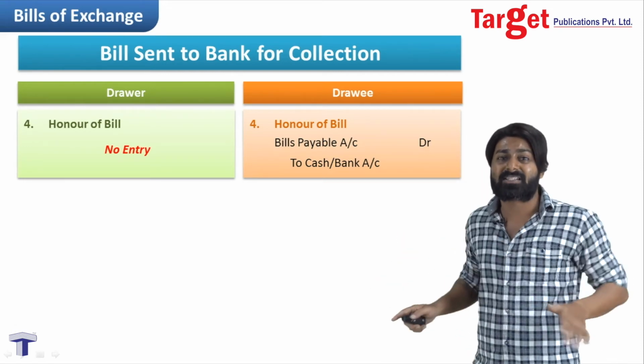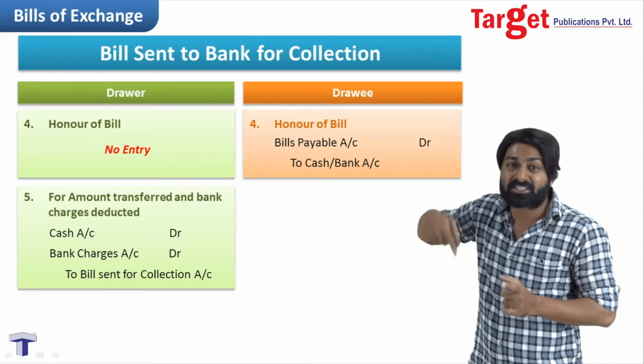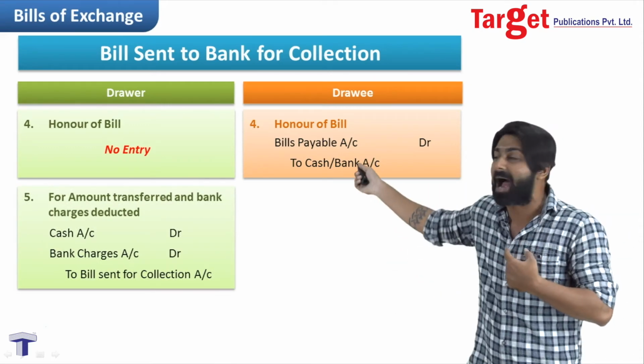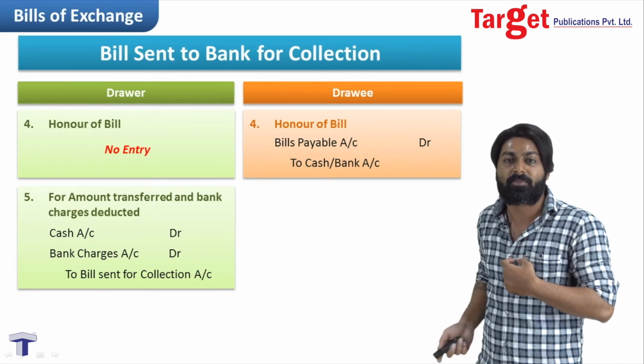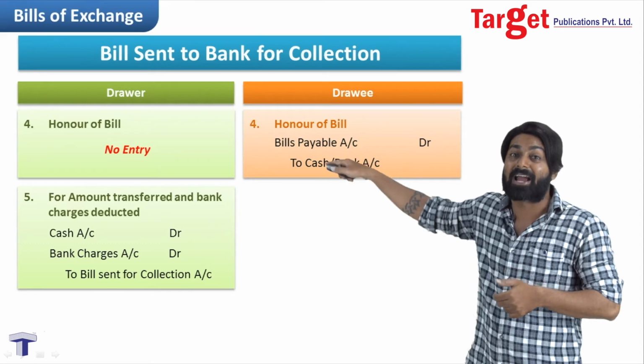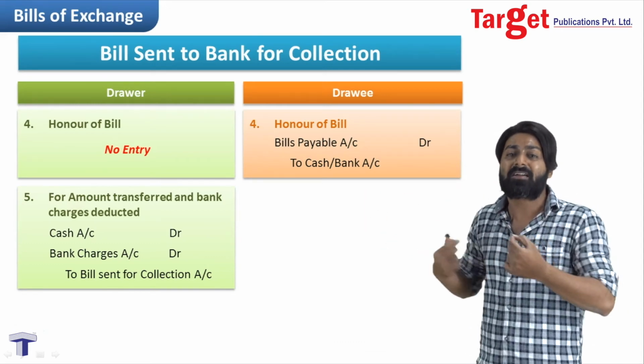After this, the story doesn't get over. The bank will deposit that money into our bank account. So we are receiving money into our bank account. So bank account will be debited or cash account will be debited. Now, what else will be debited is the bank charges. Why? Because bank will deduct certain amount out of our bank account.